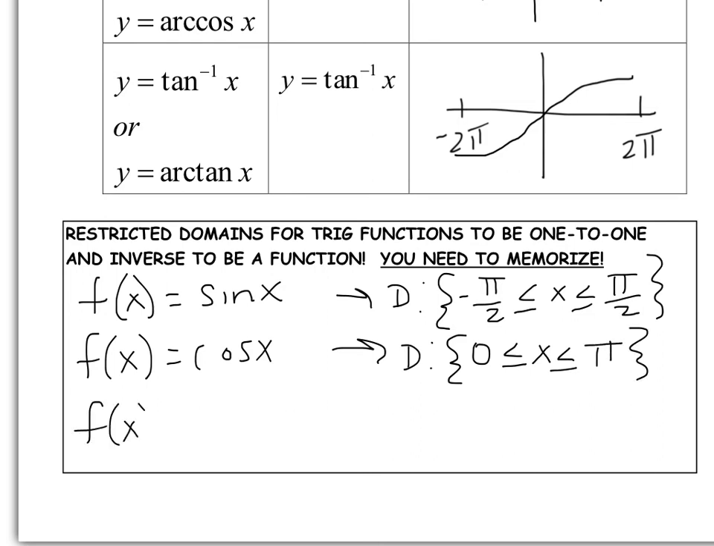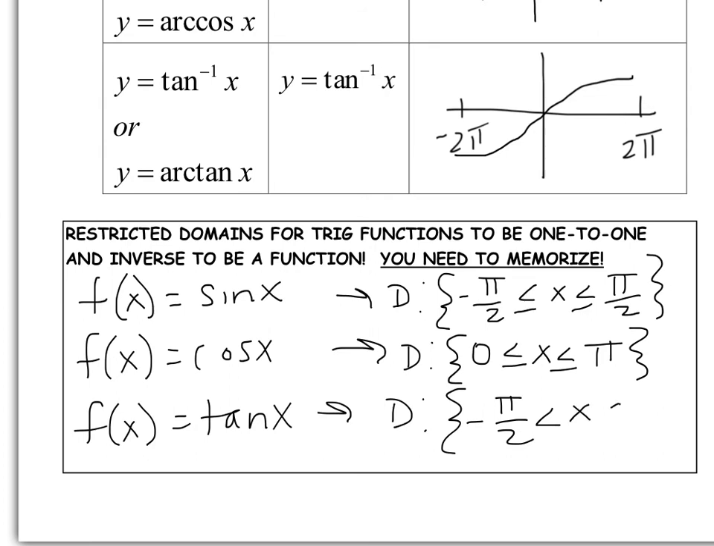And for tangent of x, the restricted domain would be negative pi over 2 to pi over 2, but it does not include negative pi over 2 and pi over 2, so you'll see I just used less than signs, okay? You need to circle, box in, that you need to just memorize this. If a question comes up asking you about restricted domains, you need to have this memorized so you can look for the correct answer, pick it, and move on.